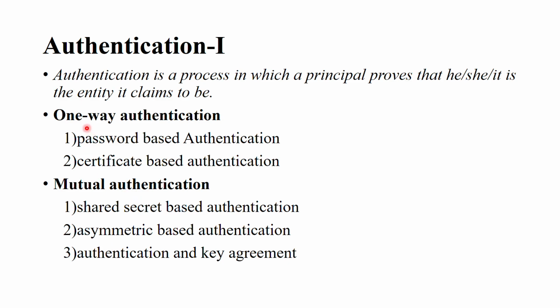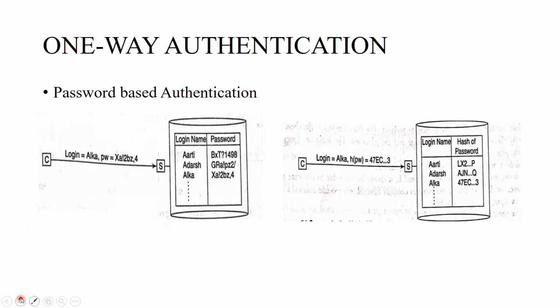So now how will you prove that genuineness? For proving that, you have two ways: password-based authentication or certificate-based authentication. These two ways come under one-way authentication. If you want mutual authentication, then there are three ways to mutually authenticate each other. First one is shared secret based authentication, asymmetric based authentication, and authentication and key agreement. First we will see one-way authentication. In one-way authentication, the first one is password-based authentication.